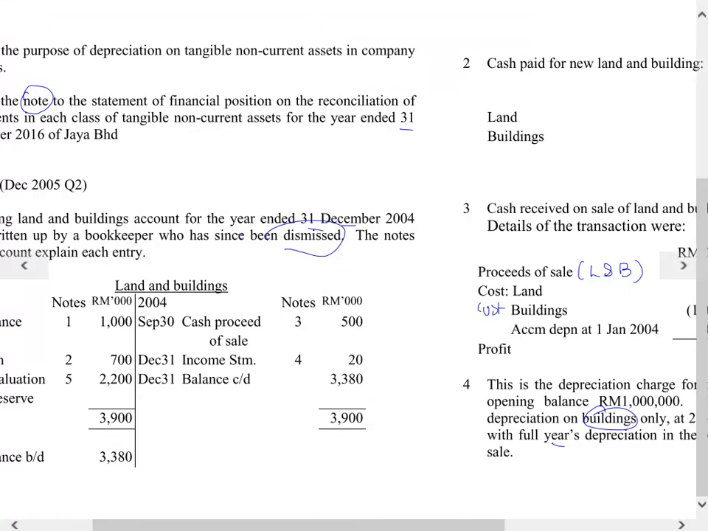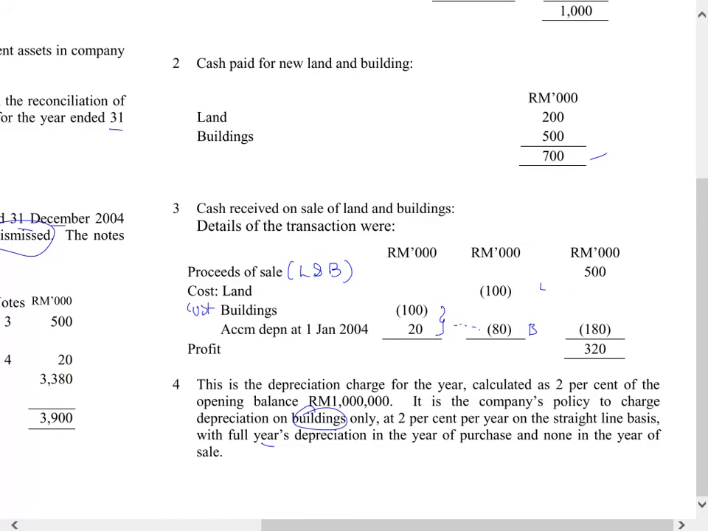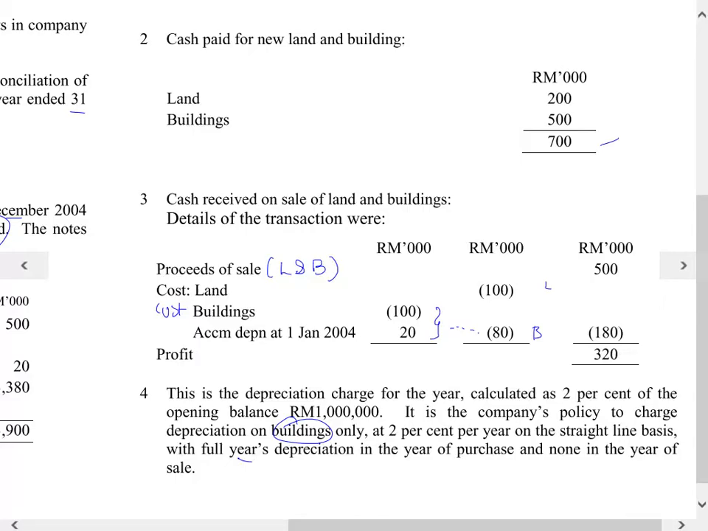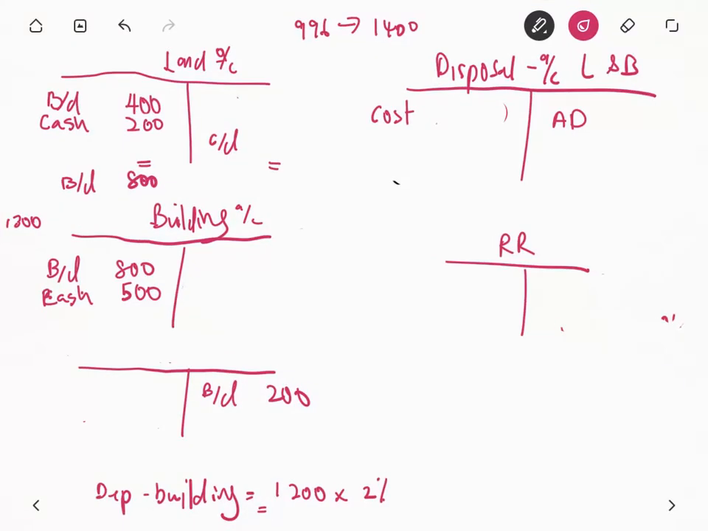Note 3. I received $500. And you see what happened here? I received 500 because I disposed of land which cost me 100, and building that cost me 100 with accumulated 20. Meaning the $500 proceeds here is the proceeds from land and building. Unless they split land and building, I can open two disposals. But now they combine the 500 as land and building, so I must combine the disposal. How many steps? Disposal should have 4 steps, right? So, open a disposal account for land and building.